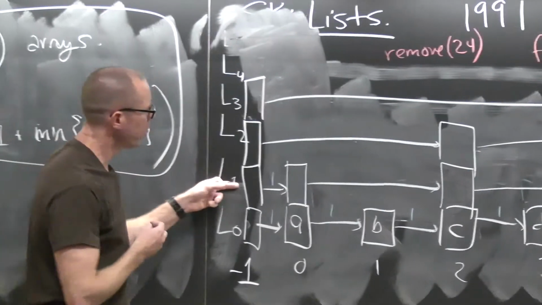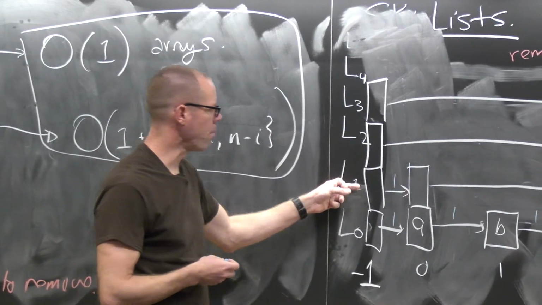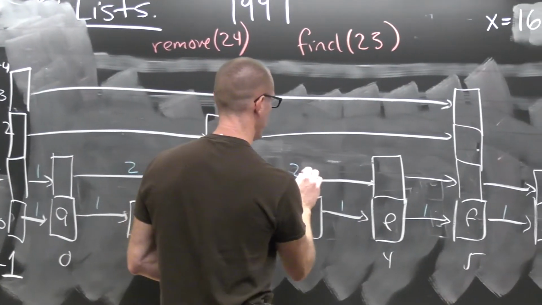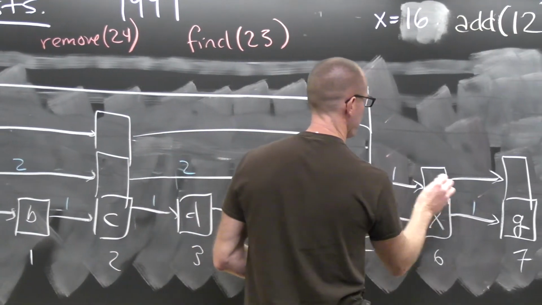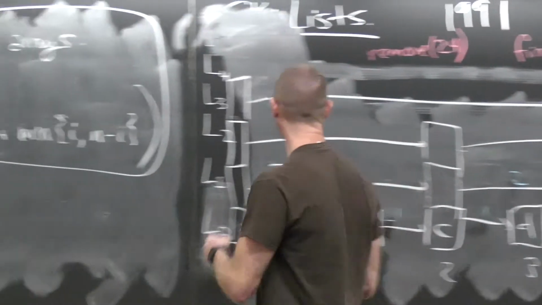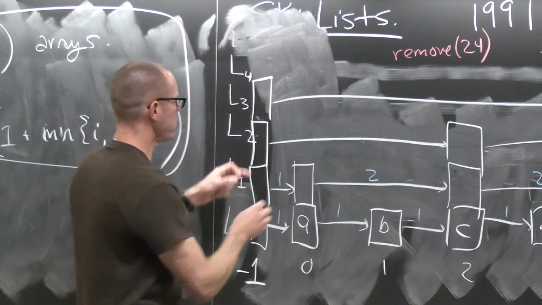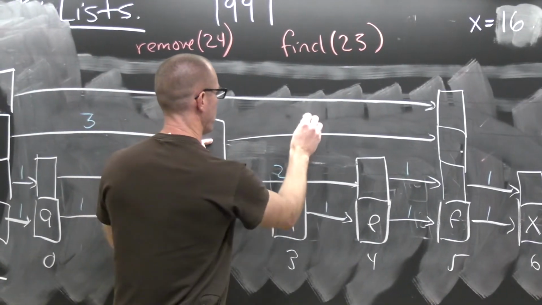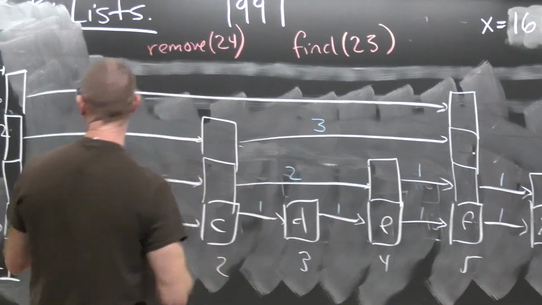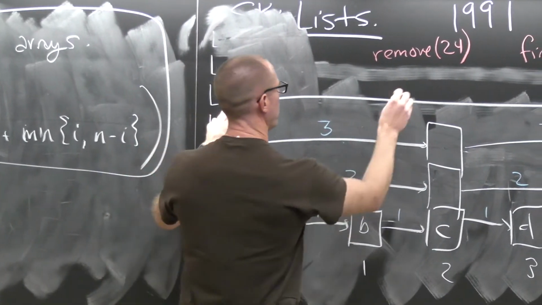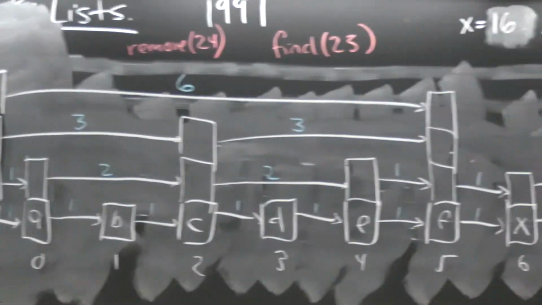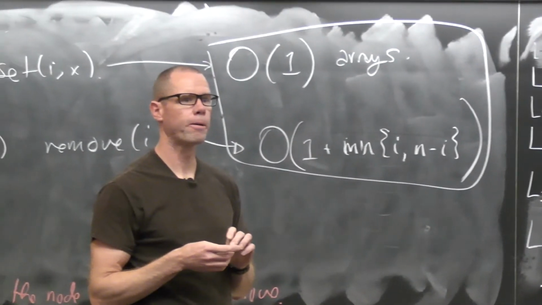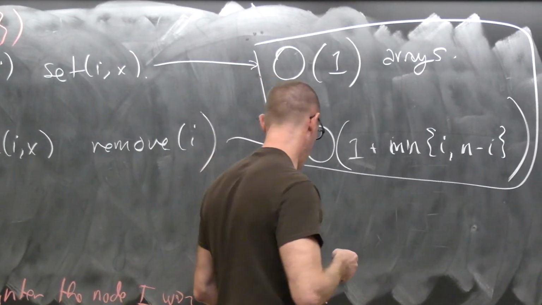But at the next list, they change. For example, the difference here is 2. Here the difference is 2. Here it's only 1. Here it's only 1. And here it's only 1. Here the difference is 3. Here the difference is also 3. And here the difference is 6. Clear? All right.